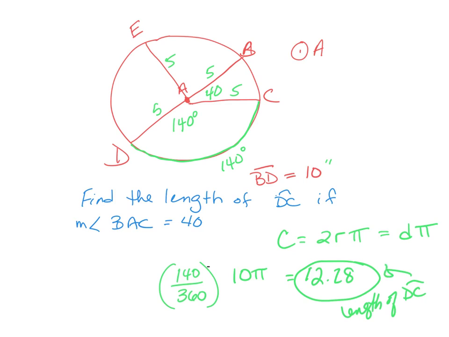is that, okay? So when you're looking for the length, you're looking for how long in units is that piece from D to C, and that answer is 12.28. If you're looking for the measurement of arc DC, it's 140 degrees. Measurements in degrees, length is in units, okay?